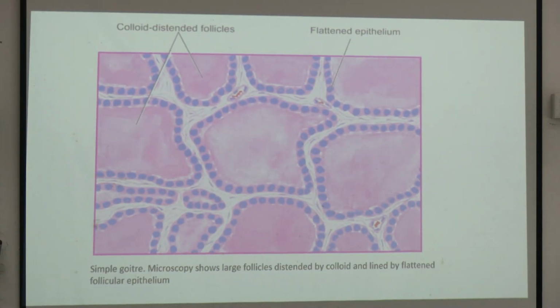It is the picture of simple goiter. Colloid-distended follicles, these are all colloid, and flattened follicular epithelium.